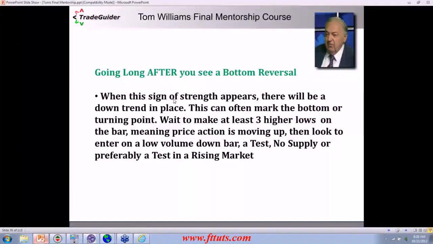So after you see the bottom reversal, look for the test. The test is the key. You'll find that these low volume bars are actually key to your success as a trader, because after you see ultra high volume, that's your activity, then you're looking for the confirmation of the low activity.